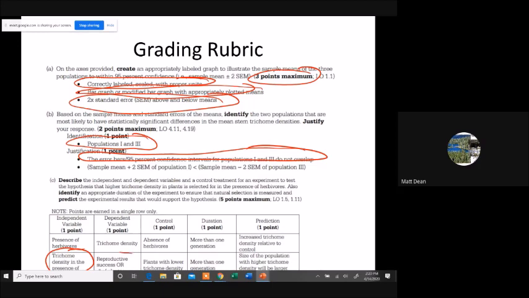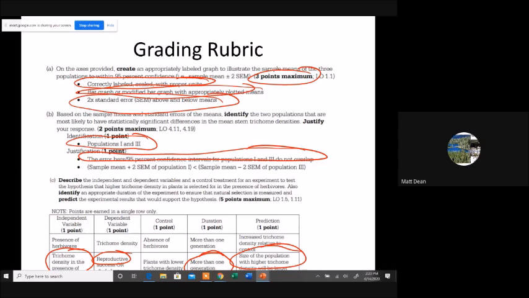The dependent variable could be reproductive success. The control, and I didn't mention the control in mine. So a control would be plants with low trichome density or plants with no trichomes, might even be better. The duration, multiple generations. And then the size of the population with higher trichomes is bigger than the population with lower numbers of trichomes.